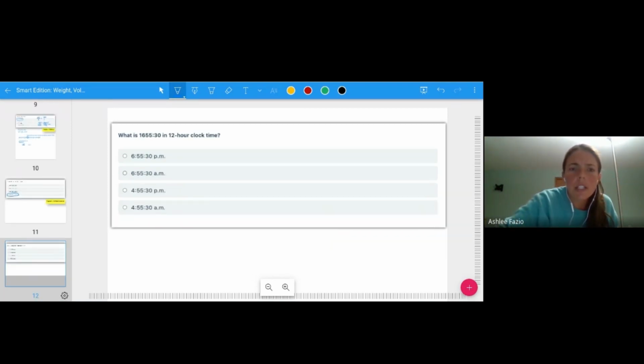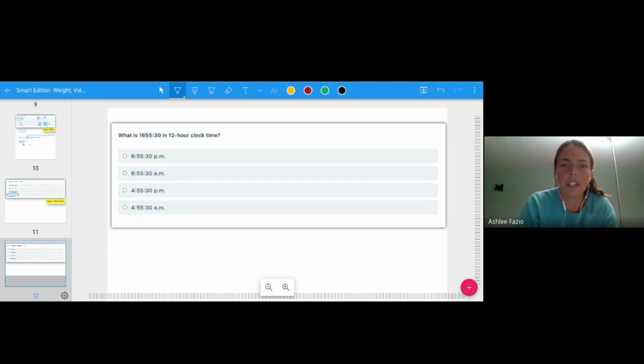So what is 1655? Okay, and then we've got the colon and then the 30. So this, if you look at it, this is in military time, and then we have to go into the 12-hour time clock. Okay, so take a second, look at this. Feel free to send it in the chat if you see it.